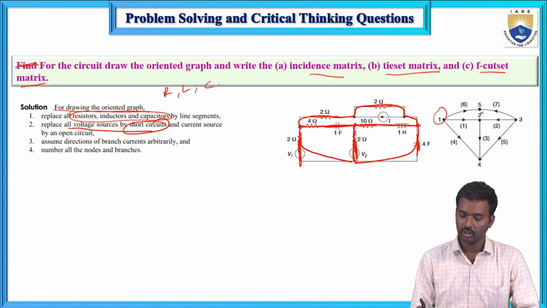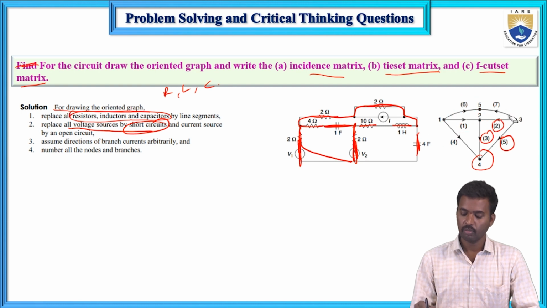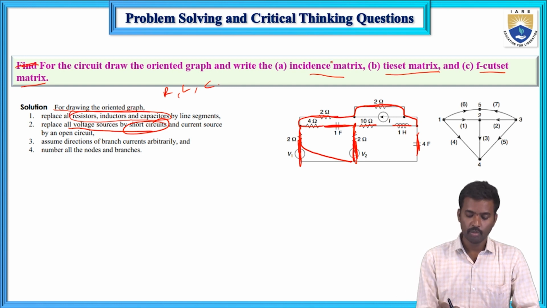Here node 1, node 2, node 3 and node 4. This is node 5. Next branch 1, branch 2, branch 3, branch 4, branch 5, branch 6 and branch 7. So here these are the branches and nodes. Total number of branches here is 7 and total number of nodes here is 5. So now how will you determine the incident matrix?